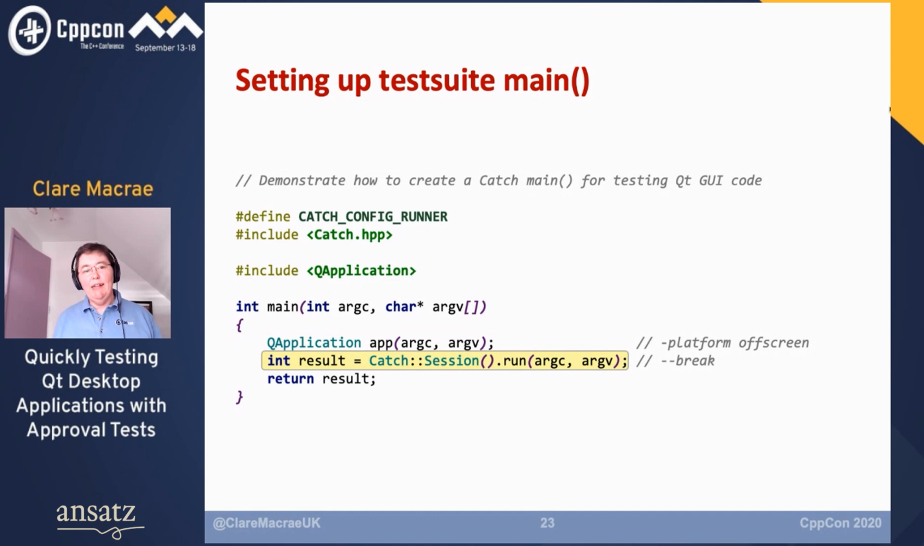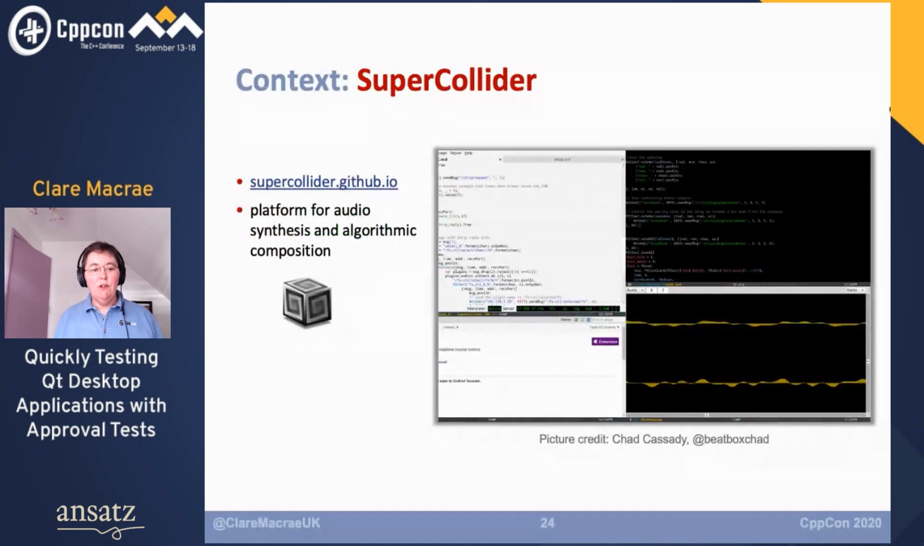And then we create the Catch session and we tell it to run. And again, we pass in the command line arguments that our program has been given. So we can use, for example, --break to stop in the debugger if we get a test suite failure. And then the session runs and we return the result. So it's a bunch of slightly hard-won boilerplate code, but it works. And from that point, we can write Catch tests and call Qt code.